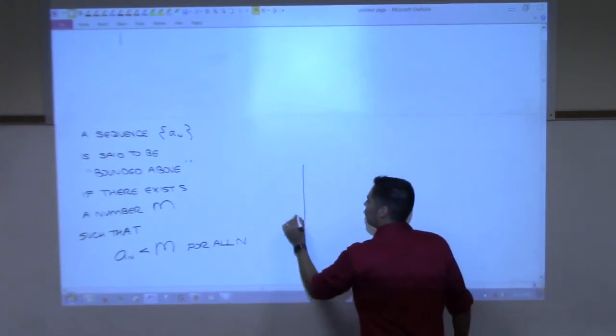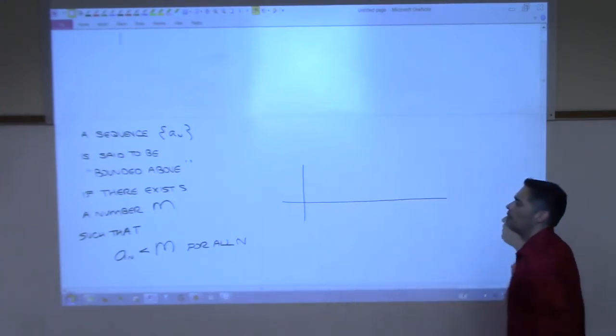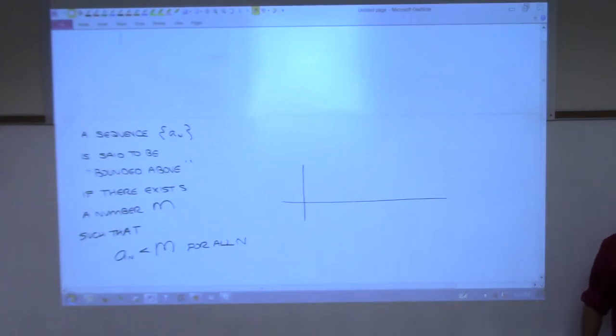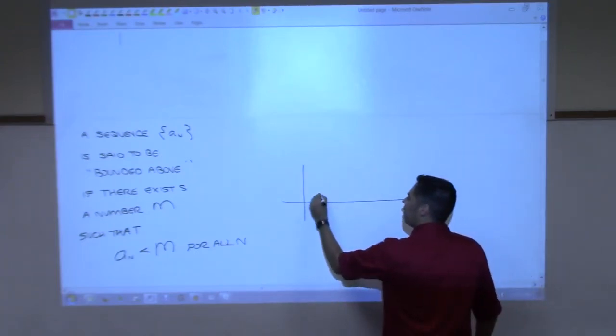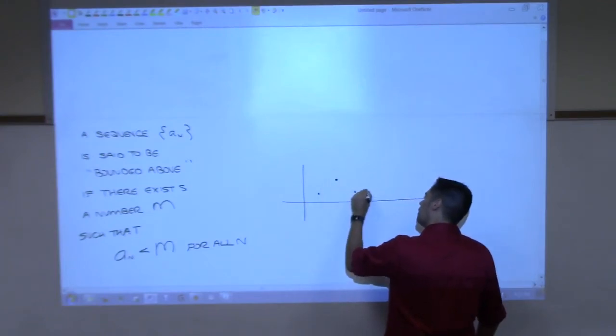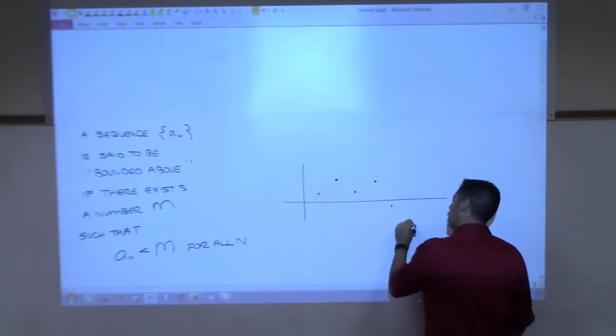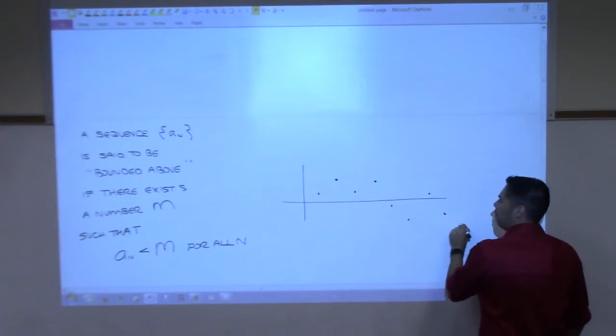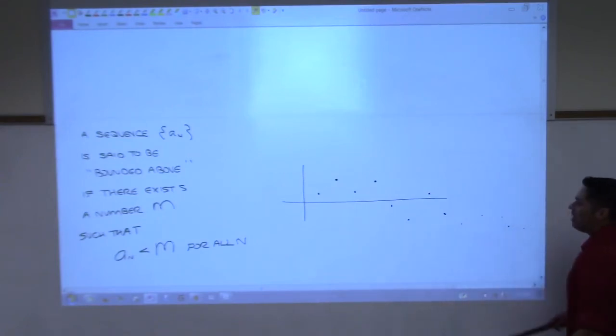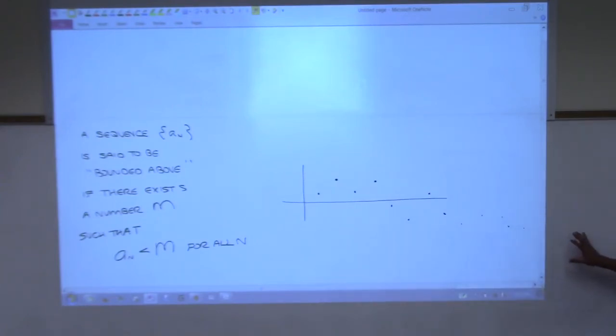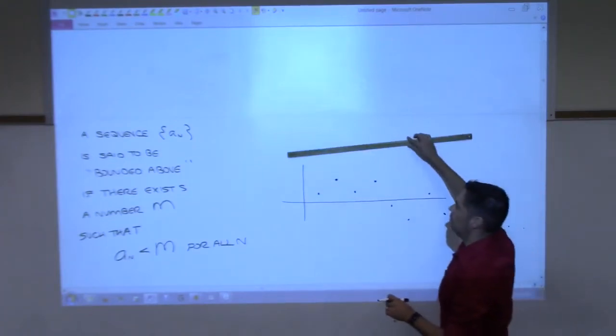I'll draw you a picture. I'm going to draw you a sequence. Now, it's not going to be monotonic. It's just going to be some sequence. So I start here, and go like this and that and then that, and whatever. There. And let's just say it keeps doing this sort of trend. I can say that this sequence is bounded above if I can find a capital M anywhere.